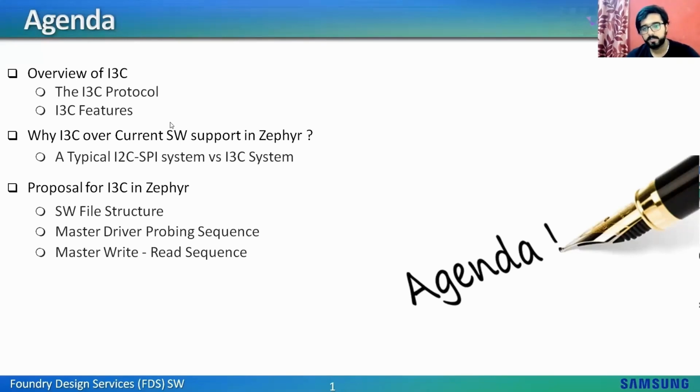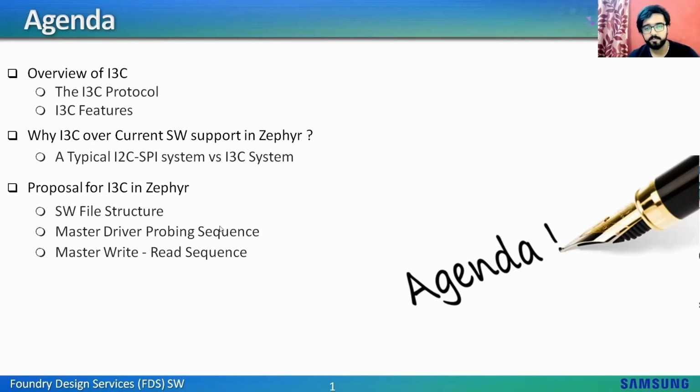So these are going to be the presentation topics. First of all, we are going to have an overview of I3C, as this is comparatively a new protocol, so it's possible that some of you might not be totally aware about this. We'll be starting with a brief introduction to the I3C protocol. Then we'll be covering the features that this new generation protocol is offering. Then in the next section, we will see why we are trying to bring the spotlight to this I3C protocol, although Zephyr already has support for certain communication protocols.